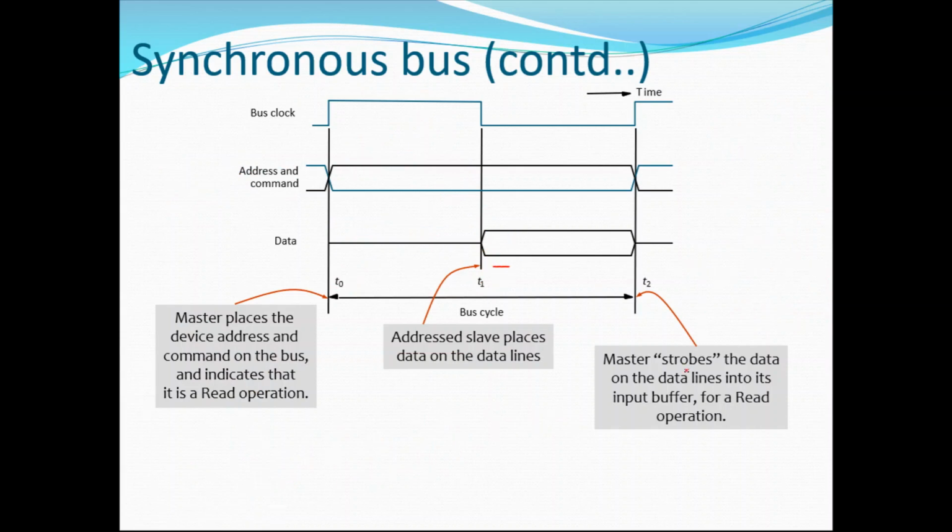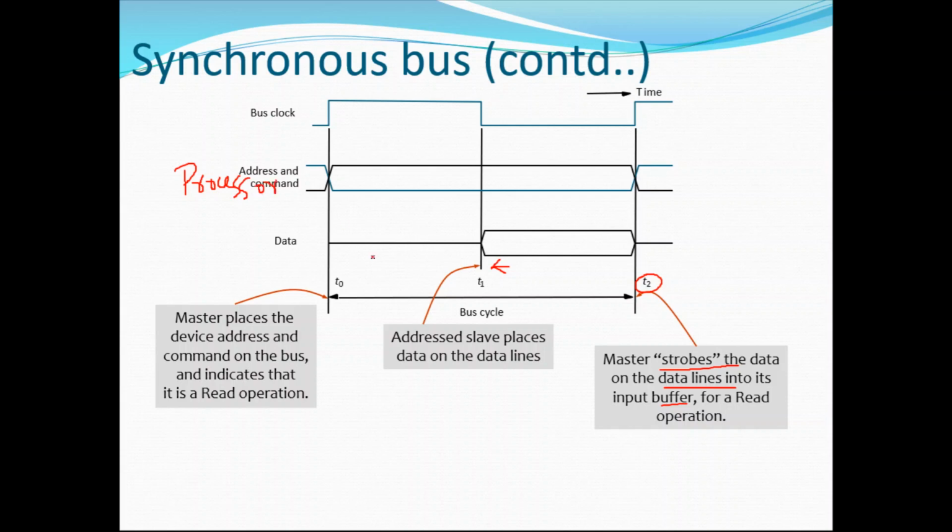But the master will store the data on the data lines into its buffer at T2 only. Again, why this timing, why this gap? At T1 the data is available, but the processor will also be guessing now. Let us assume the processor, the CPU, is the master of the bus, the bus master. So the processor also will be guessing that data should be available.